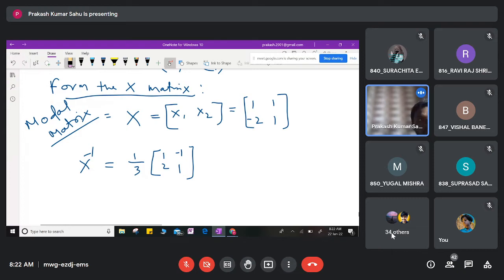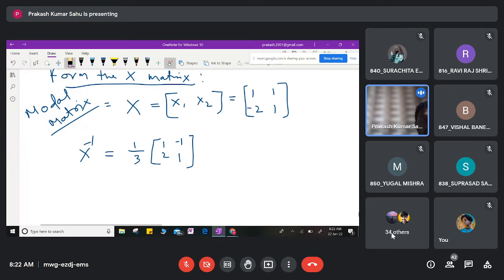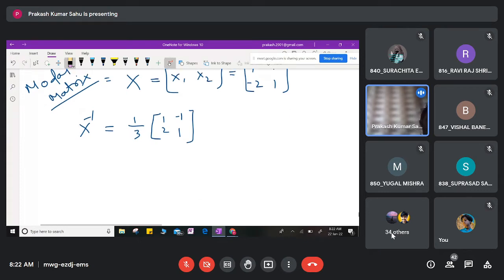But in the problem, in the 3 cross 3 matrix, you have to find the X inverse in your choice. Whichever method you apply, you can find X inverse. Okay, so now after finding X inverse, you have to find the diagonal matrix D. This D is equal to X inverse A into X.